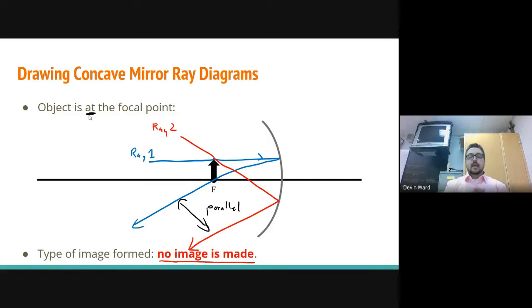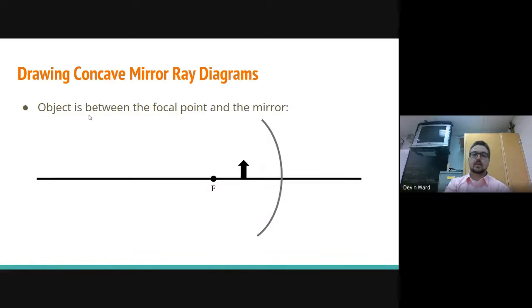So we've had an image that's real, inverted, small, real, inverted, big. We've had no image made when it's at the focal point. Now let's talk about when the object is between the focal point and the mirror.